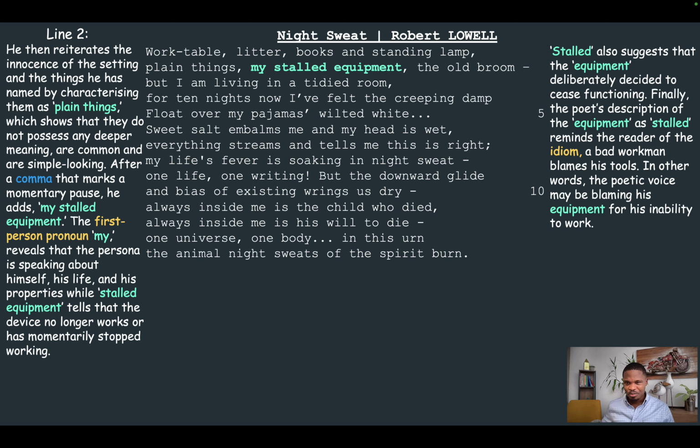Now, the poetic voice continues into the fourth line of the poem with enjambment. So you see again that there's a flow of words. So with enjambment, before opening up about his private life in the fourth and fifth lines with his revelation: "For 10 nights now, I've felt the creeping damp float over my pajamas with dead white." So see how the words flow.